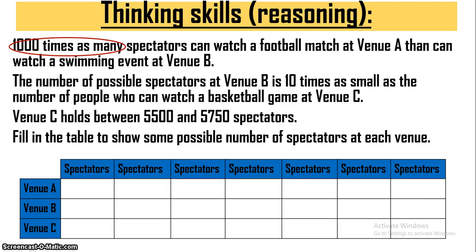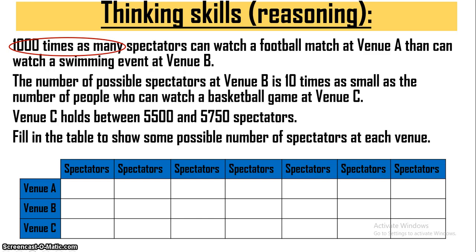If I have 20 spectators at venue B, then at venue A I should have 20 times 1,000. That is 1,000 times as many. So that tells you venue A is greater than venue B by how much? 1,000 times. Go to the next line.